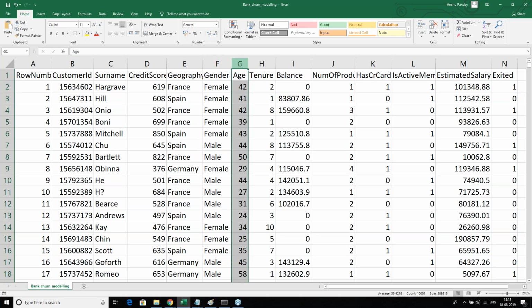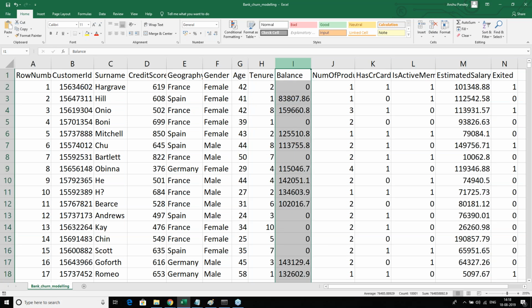Right. We have the age of the customers. For every customer, we have the respective age and tenure. That is how many years the customer has been associated with the bank. For example, this customer has been associated with the bank for the last 2 years, this customer for the last 1 year, then 8 years, 1 year, 2 years, 8 years, like that.